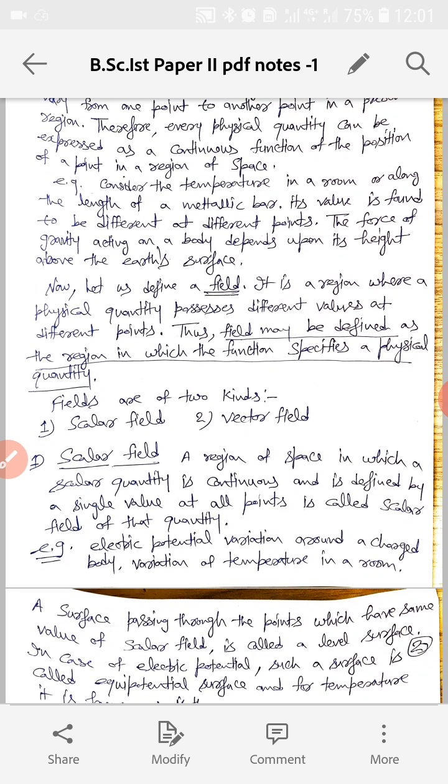A scalar field, as we already discussed, is one where in a given region of space we define a scalar quantity which is continuous within that region. Another example of a scalar field is the electric potential variation around a charged body. That is also an example of a scalar field.